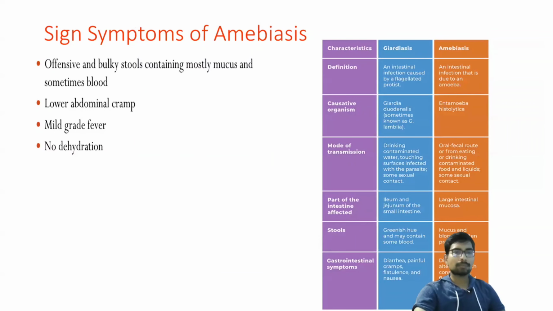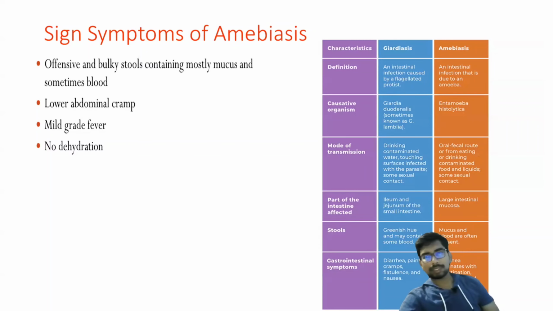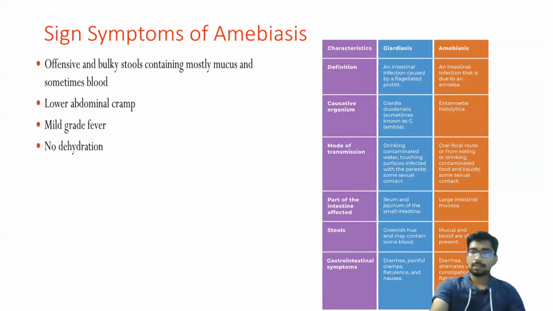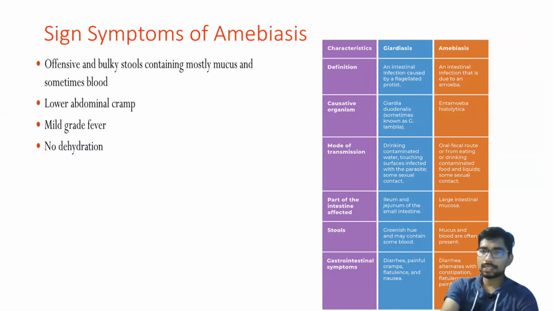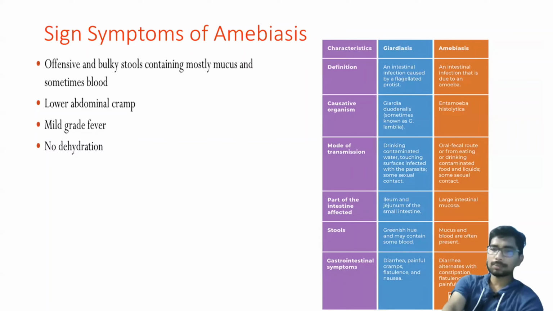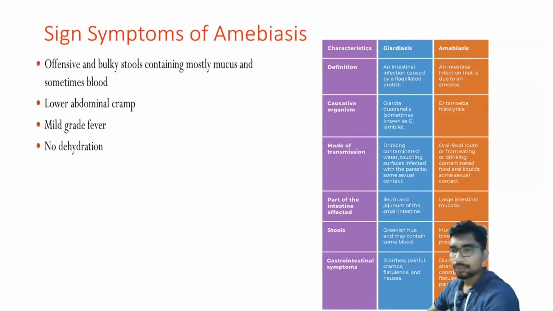Amoebiasis: offensive bulky stools containing mostly mucus and sometimes blood, lower abdominal cramps, mild-grade fever and no dehydration. Stools in giardiasis have a greenish hue and may contain some blood. In amoebiasis, mucus and blood are often seen. Gastrointestinal symptoms in giardiasis: diarrhea, painful cramps, flatulence, and nausea. In amoebiasis, diarrhea alternates with constipation, flatulence, and painful cramps.